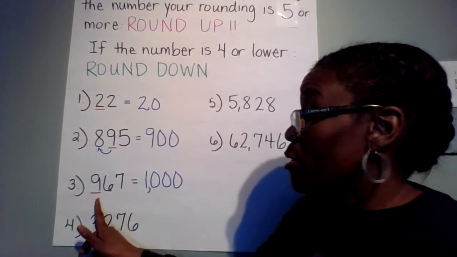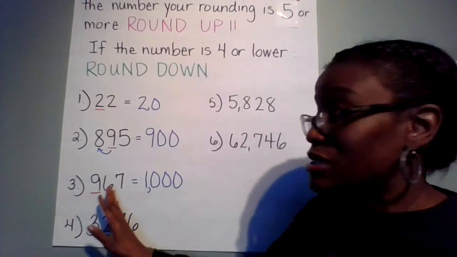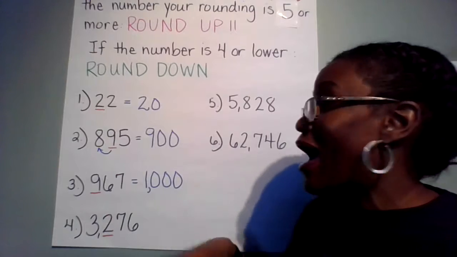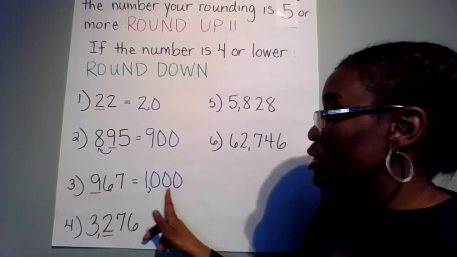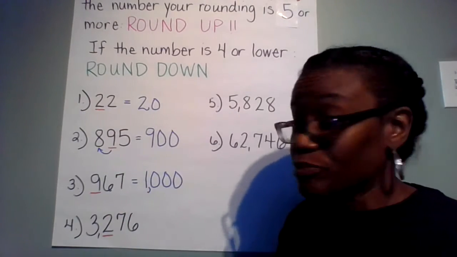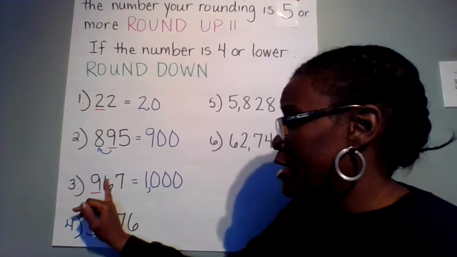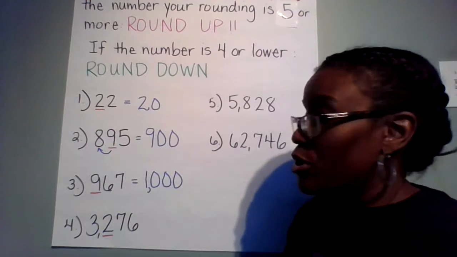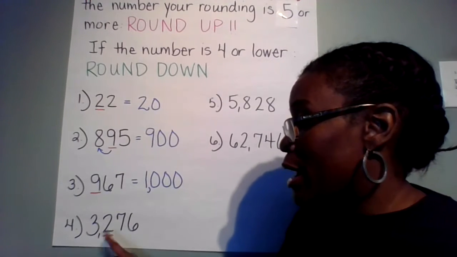So, the number that we will round 967 to, because the 6 is larger than 5, we round up and it becomes 1,000. Make sure that any number afterwards becomes a 0. So here we go, scholars. Let's go to our next problem.